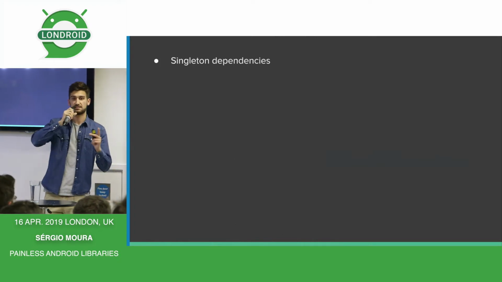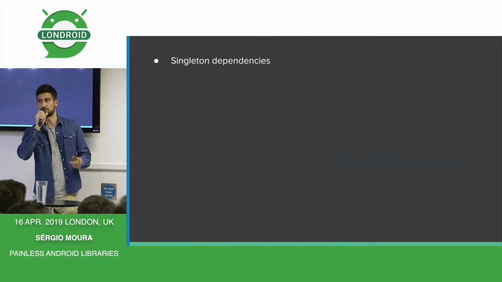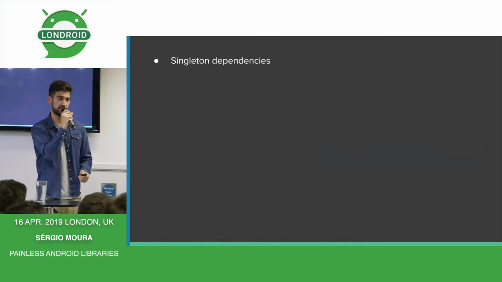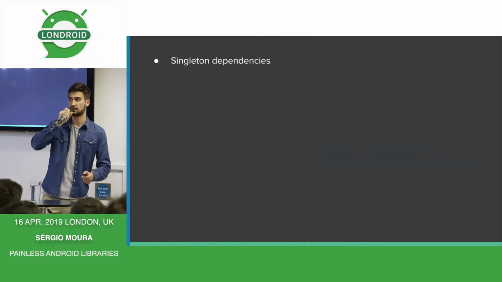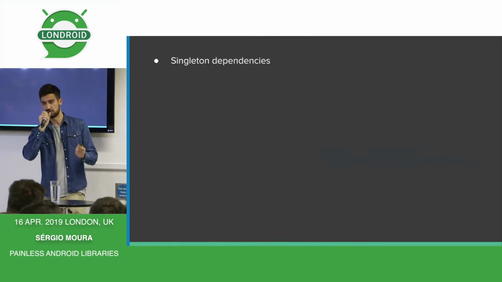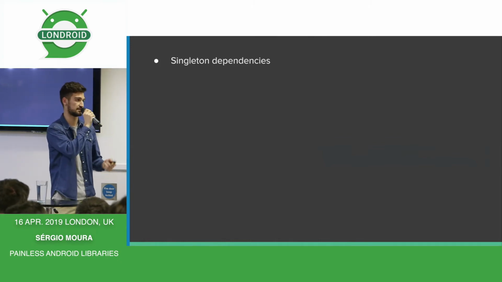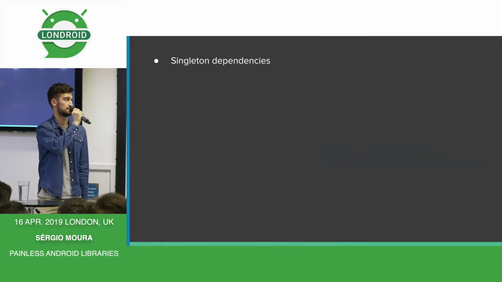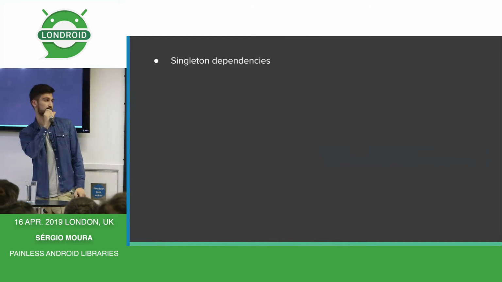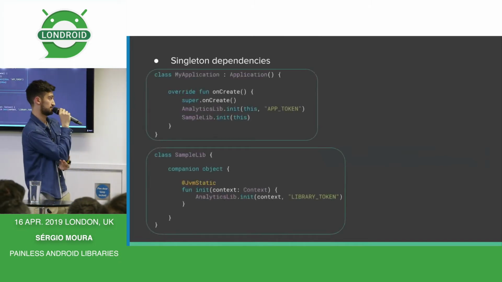Okay, last problem of this set of problems I want to present is with dependencies that are intended to work as singletons, which means that only one instance of any class should exist simultaneously. And let's take a few seconds to read this code.